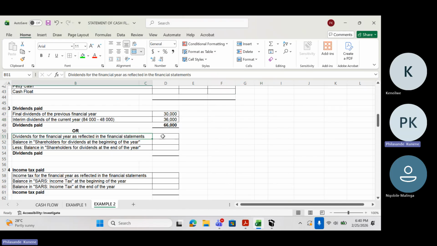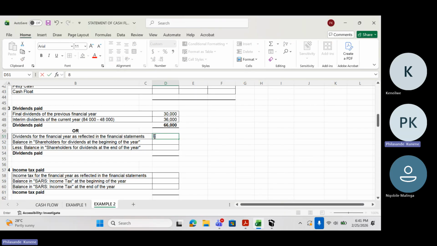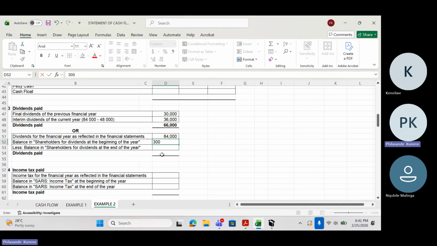Dividends for the financial year is reflected in the financial statements. How much are we going to record here? The dividends for the full financial year, that is going to be the 84,000 rands, as we can see from the retained income notes or the distributable reserves notes. That is the dividends for the full financial year. Then the balance of shareholders for dividends at the beginning of the year, how much did we get there? There is 30,000 rands. So I'm saying plus 30,000 rands here.